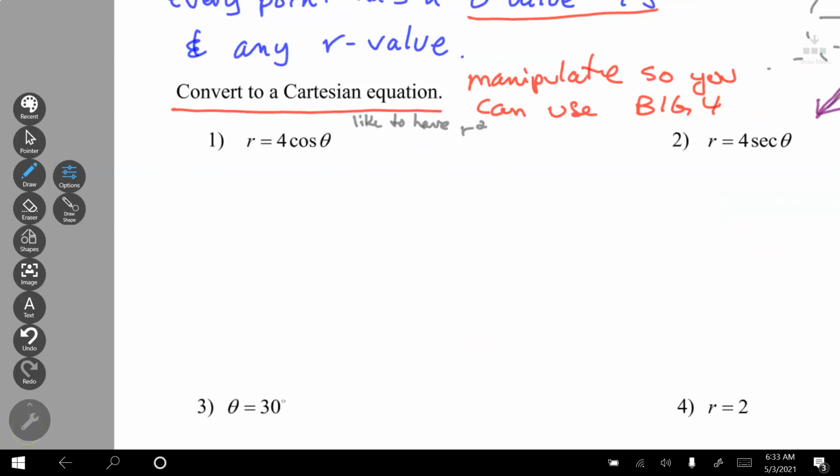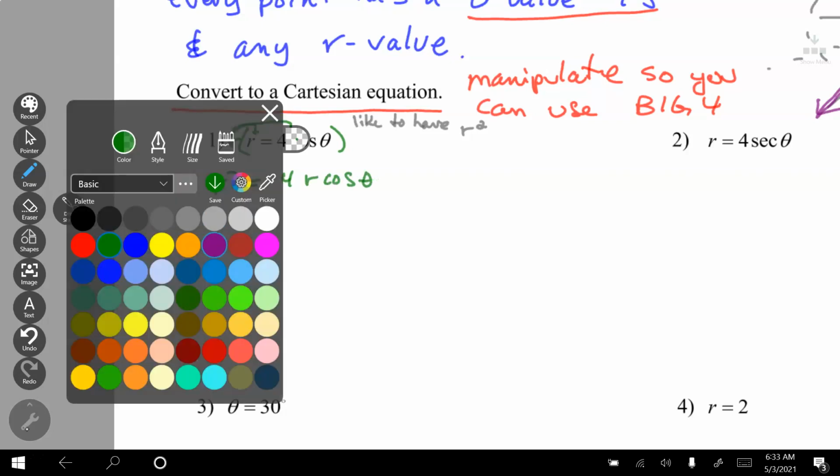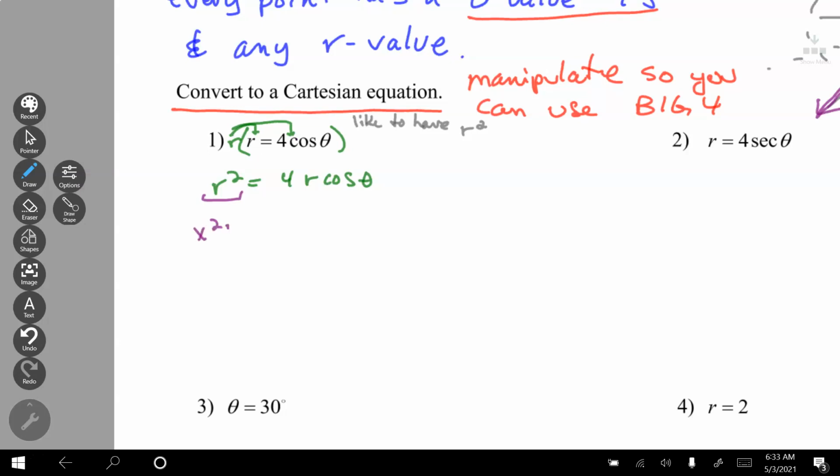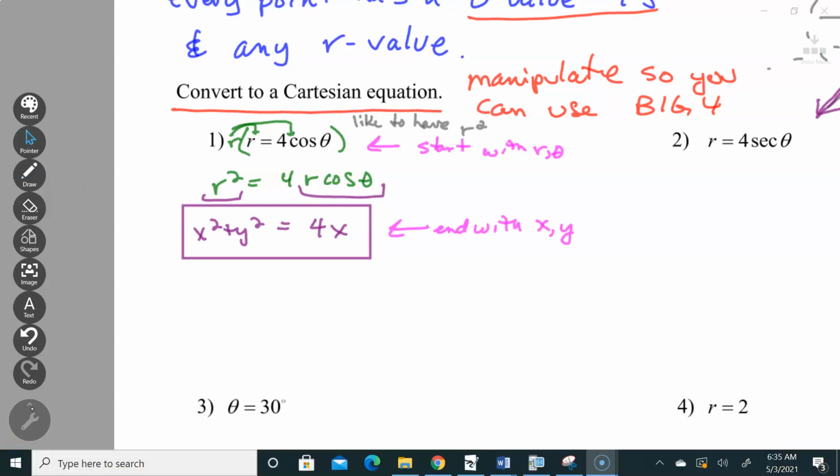Besides squaring it, we can multiply everything by r, and r goes here, r goes here. We get r squared equals 4 r cosine theta, and that's very helpful because r squared is just x squared plus y squared, and r cosine theta is x, so this is equal to 4x. And then we have a nice result: x squared plus y squared is equal to 4x. That has gone from an equation with r's and thetas to an equation with only x's and y's. I would also like to know, what does this graph look like? I didn't put it on the piece of paper, but when you're done, you should have an idea what this graph should look like.